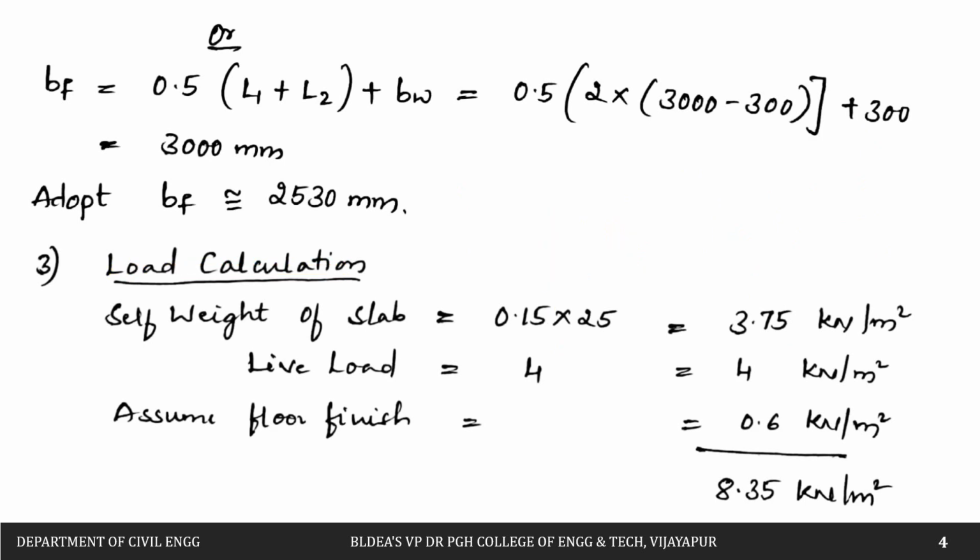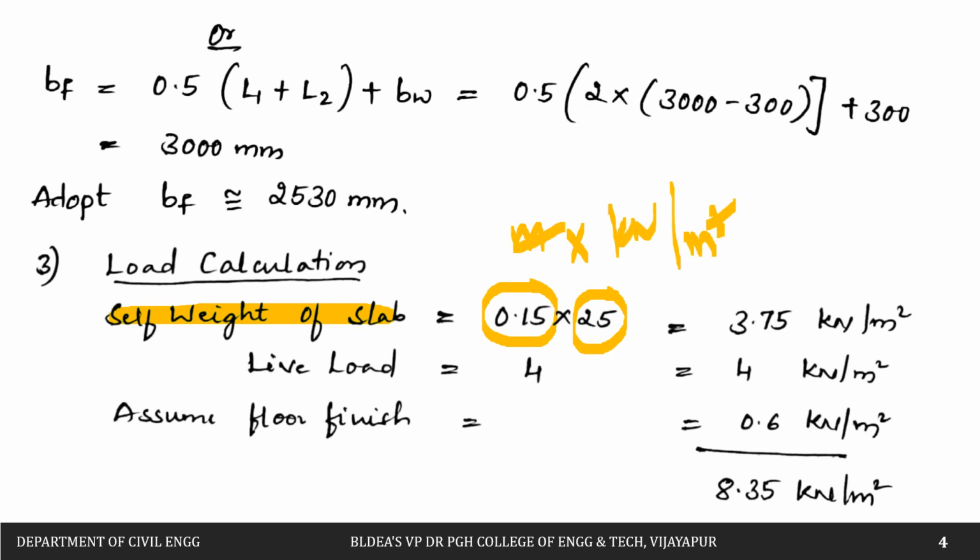So first let us calculate the self weight of the slab. Slab thickness is 150 mm, that is 0.15 meter, multiplied by the density of concrete, which is in kilonewton per cubic meter. So the meters cancel out and the remaining unit will be kilonewton per meter square.